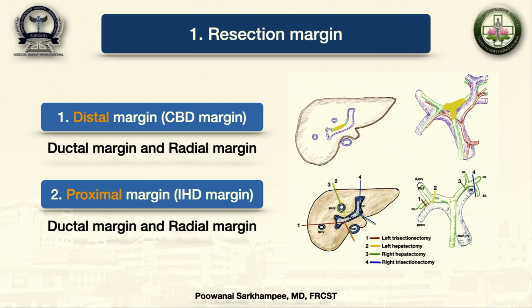So when you decide to perform resection in perihilar cholangiocarcinoma, the first step, margin, you will look at the distal margin, okay, 1 centimeter at least from the tumor, and you will look at the proximal margin inside the liver, okay, radial margins and ductal margins. Which side you can resect safely and can achieve R0 resection, okay?